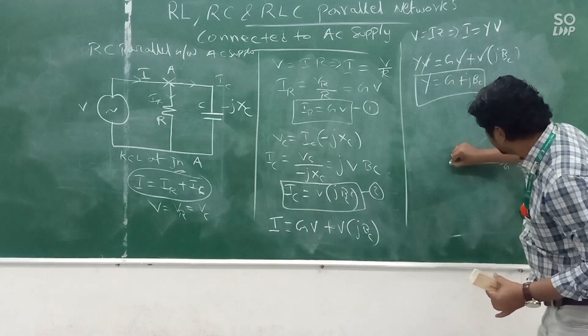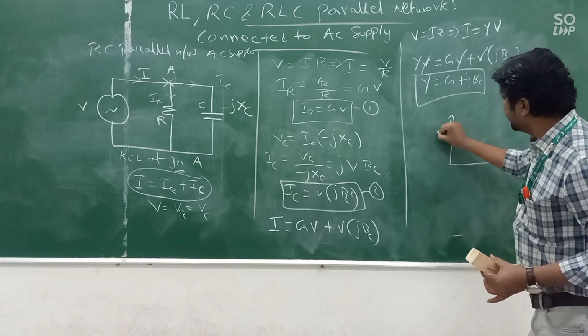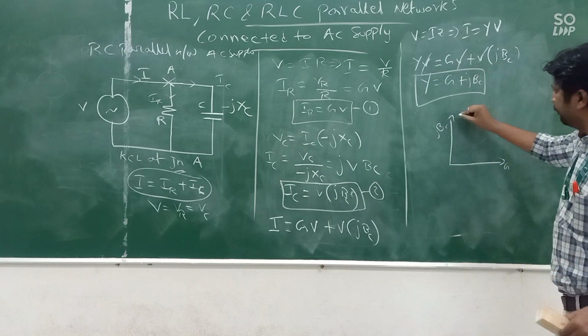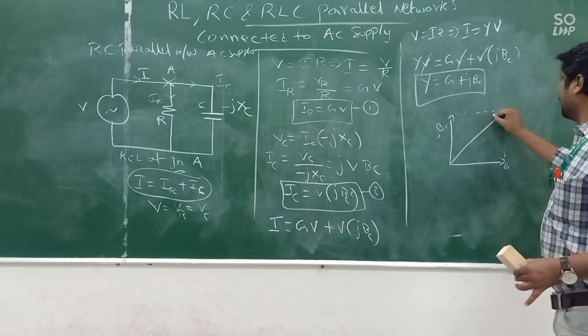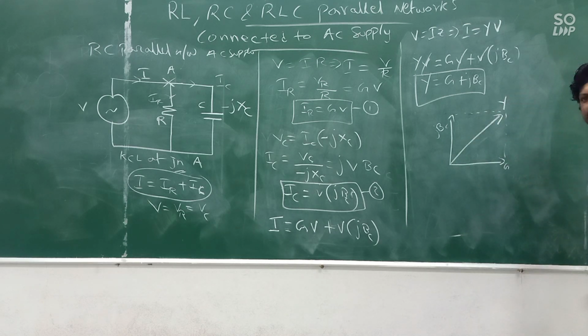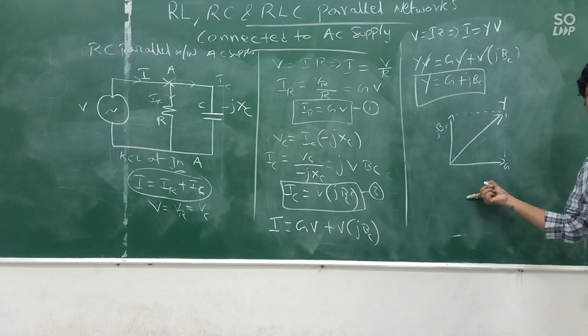So it is J BC. The phasor sum of these two is nothing but the admittance Y. This is the vector diagram for the admittance.